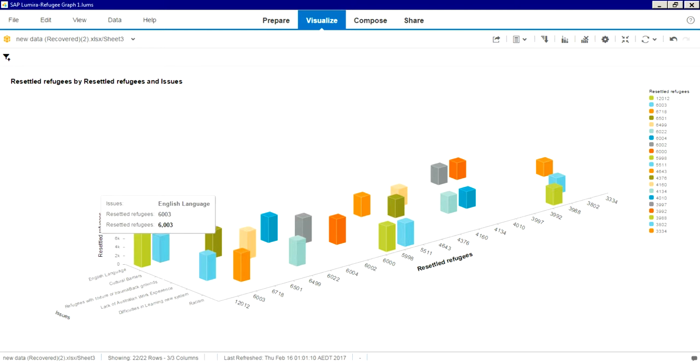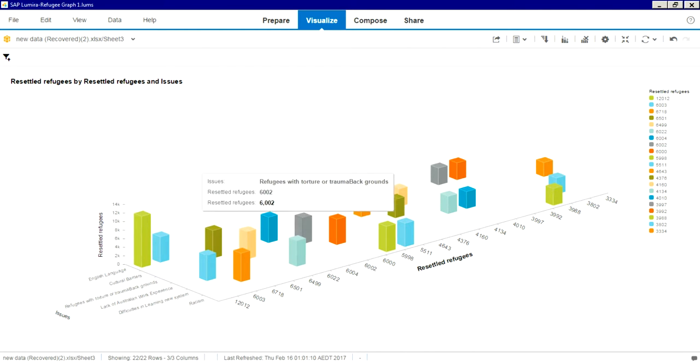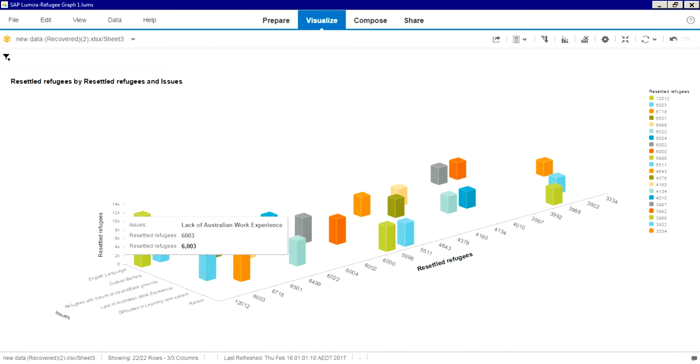Similarly, they are facing cultural barriers. They are facing torture, because refugees who came with trauma backgrounds had issues in their countries. They also lost their families. Then there is the lack of Australian work experience, which is very important, as they don't get any jobs. They also have difficulties learning a new system. About 6,000 people said they cannot find any good work in Australia, and they have big problems finding work and financial hardships as well.